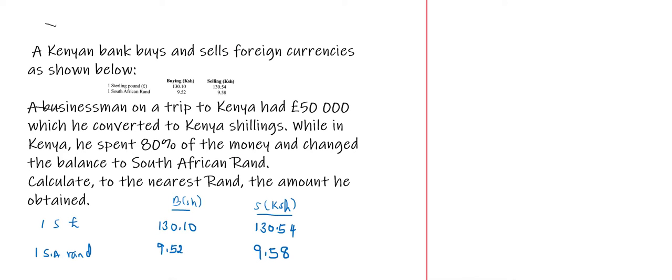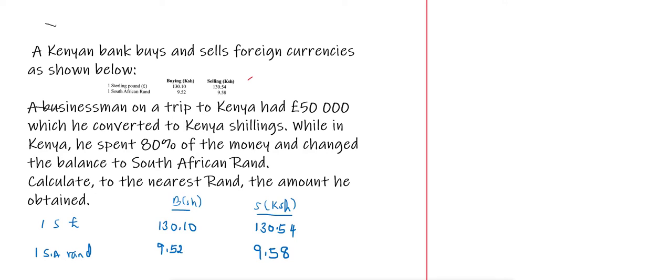A Kenyan bank buys and sells foreign currencies as shown below. The image here is not visible, so I've written it down there. 1 sterling pound is equivalent, for the buying column, to 130.1 Kenyan shillings, and for the selling column, 130.54 Kenyan shillings. 1 South African rand for the buying column is 9.52 and for the selling column is 9.58.